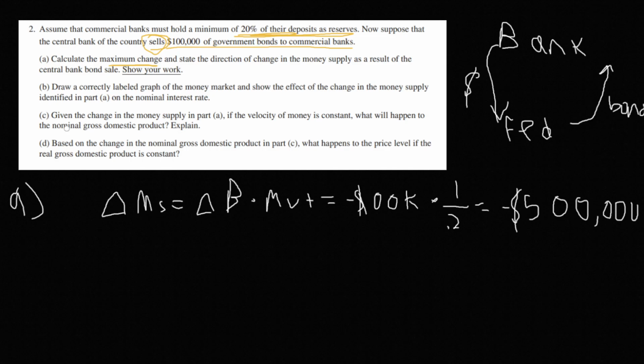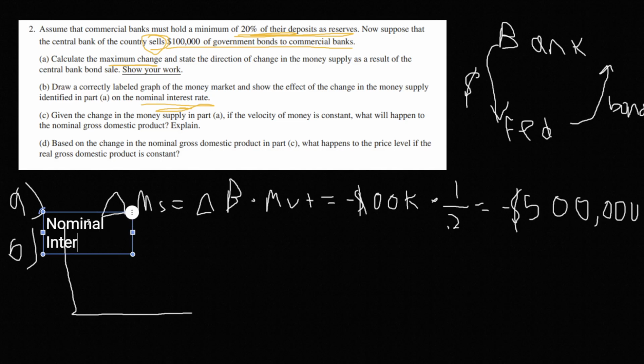Part B says draw the correctly labeled graph of the money market. That is a D. So the money market tells you what to plot. You're going to look at the nominal interest rate. The key thing is the change in the nominal interest rate. So we're going to plot the nominal interest rate on the vertical axis, and over here is the quantity of money.